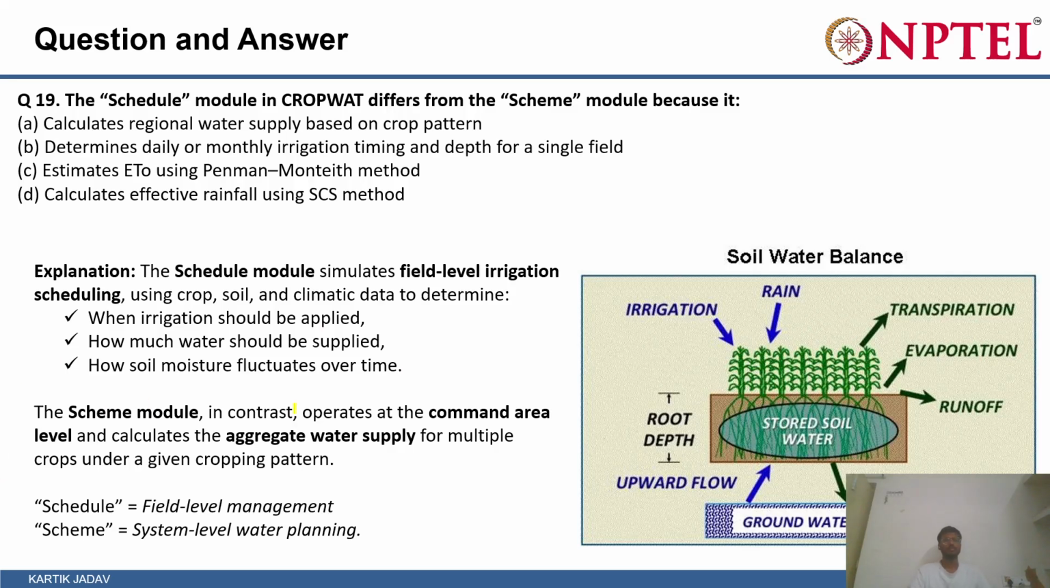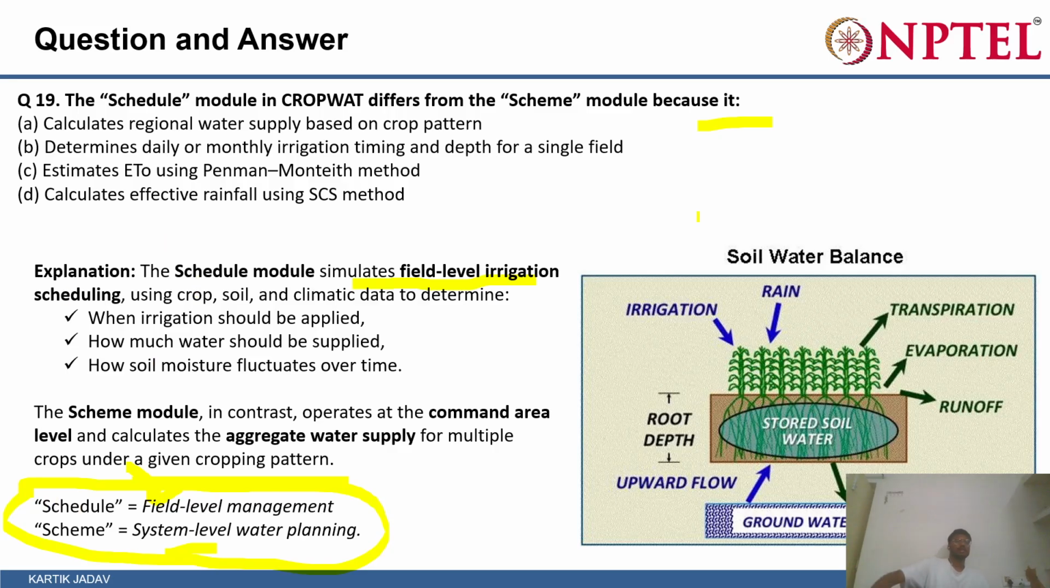Next question, the schedule module in CROPWAT differs from the scheme module because it... So you know that there is a schedule module as well as a scheme module. The schedule module simulates field level irrigation scheduling using crop, soil and climatic data to determine when to irrigate, how much to irrigate and how soil moisture fluctuates over time. While the scheme module, in contrast, operates at command area level and calculates the aggregate water supply for multiple crops under a given cropping pattern. So schedule is generally for field level management and scheme is system level water planning.